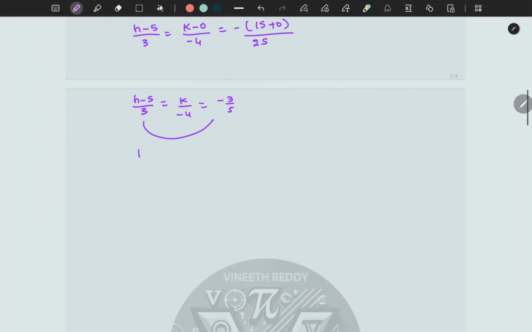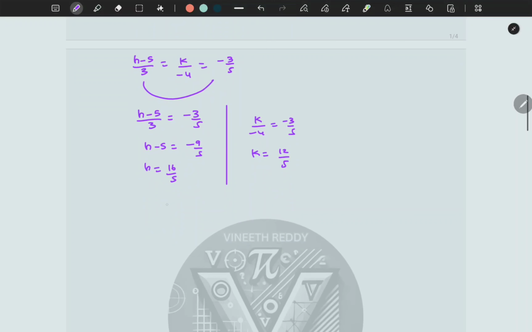Now let us equate these two. So we get h minus 5 divided by 3 is equals to minus 3 by 5. That means h minus 5 is equals to minus 9 by 5. H will be equals to 25 minus 9, that is 16 divided by 5. Now similarly, k divided by minus 4 is equals to minus 3 by 5. So k will be 12 divided by 5. That means the point of intersection A will be 16 by 5 comma 12 by 5. That means, dear students, z will be equals to 16 by 5 plus 12 by 5 i.